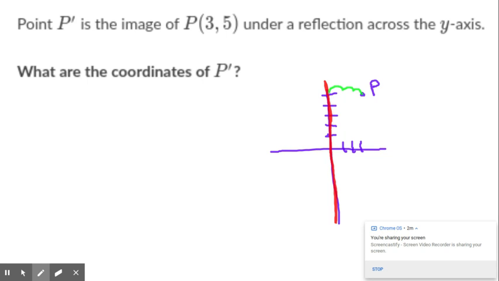So when I reflect this thing, it's going to end up having to be 1, 2, 3 units to the left. So after I reflect that, 1, 2, 3 units to the left, my y-coordinate does not change at all. So my final answer for P prime is at (-3, 5). It's 3 units to the left of the y-axis, whereas P was 3 units to the right.